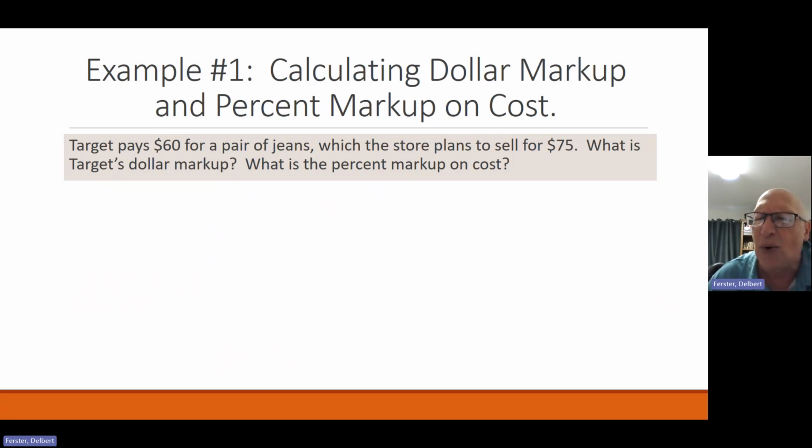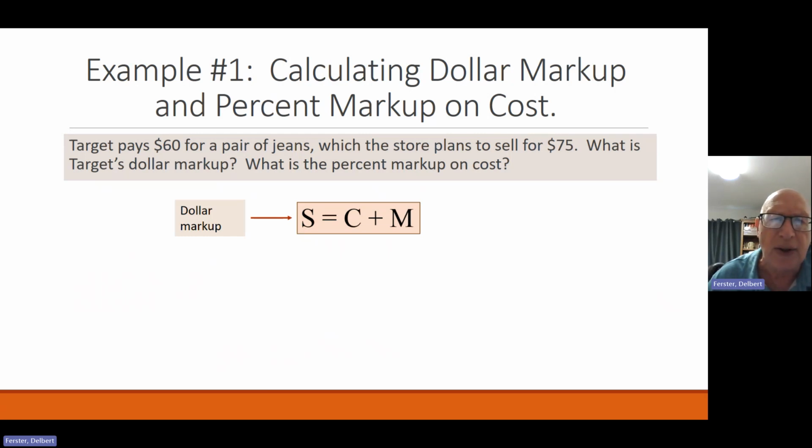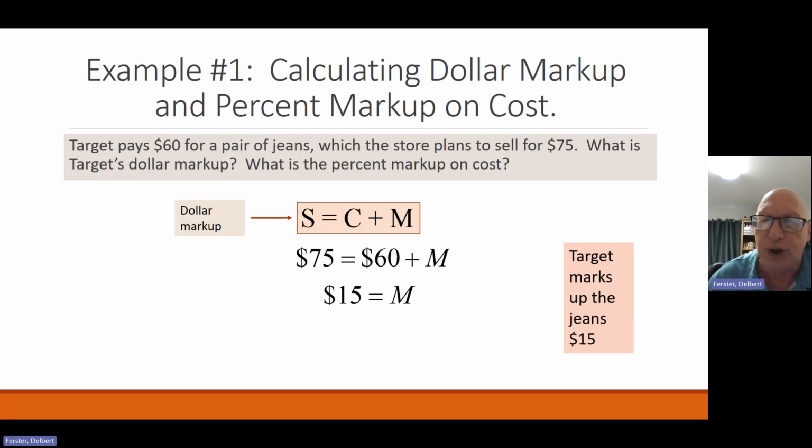And quite frankly, I don't know that you need a formula for this, but if you want one, there it is. You can realize the 75 is a player for selling price and the 60 is a player for cost, and you can calculate the markup in this particular case to be $15. All right, so that takes care of the first question.